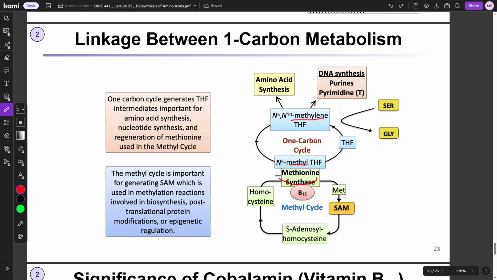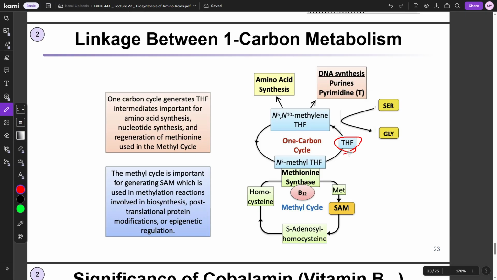This could be used by methionine synthase with B12 to make methionine, right? Which can then be used to make SAM, and then this SAM can be used to methylate things. And then from there you would get homocysteine. You can see this whole series of events that we're doing, right? So it's just a lot of stuff going on here.